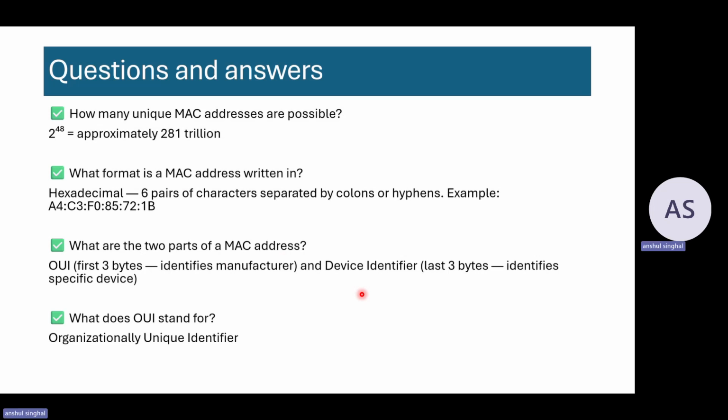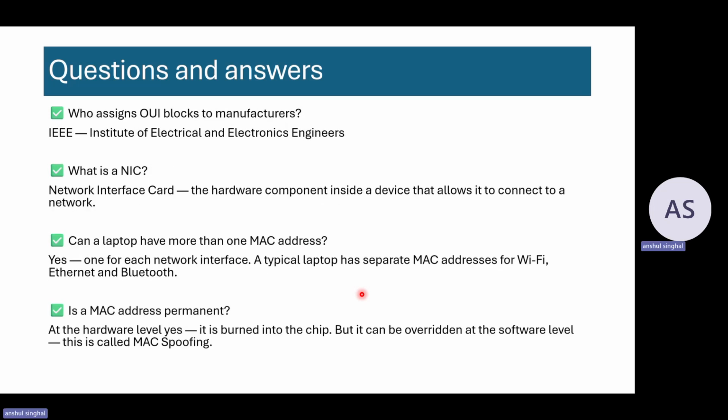So it's the first 3 bytes which tells who the manufacturer is. OUI stands for, in short, who is the manufacturer. So, organizationally unique identifier. Then who assigns these OUI blocks to manufacturers? Basically it's the institution IEEE, Institute of Electrical and Electronics Engineers, and this institution assigns the OUI blocks to the manufacturers.